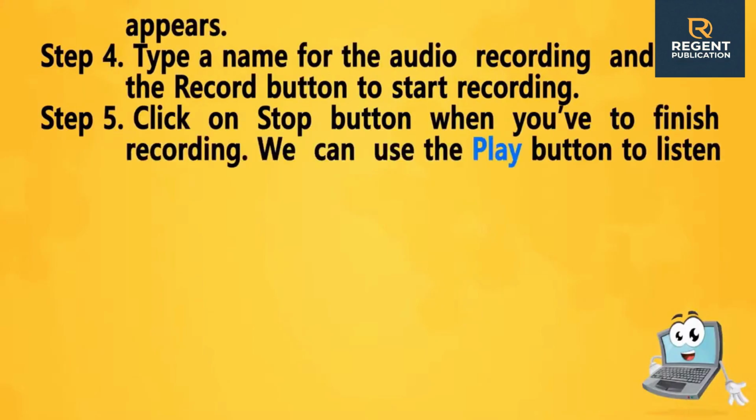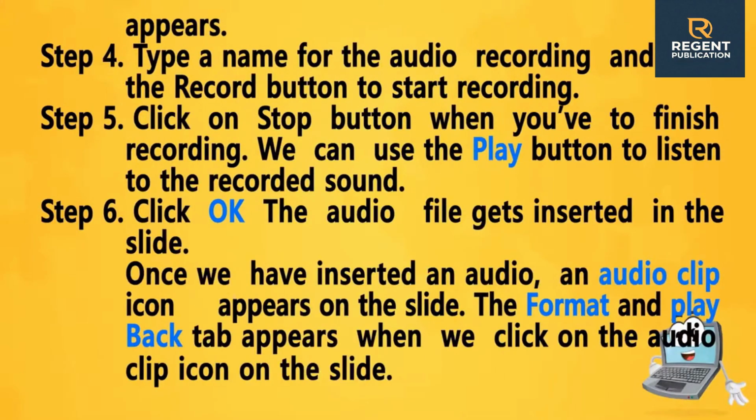Step 4. Type a name of the audio recording and click the record button to start recording. Step 5. Click on Stop button when we have finished recording. We can use the play button to listen to the recorded sound. Step 6. Click on OK. The audio file gets inserted in the slide. Once we have inserted an audio clip, an icon appears on the slide. The Format and Playback tab appears when we click on the audio clip icon on the slide.